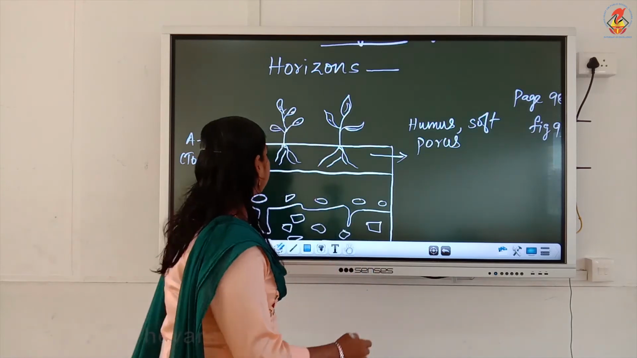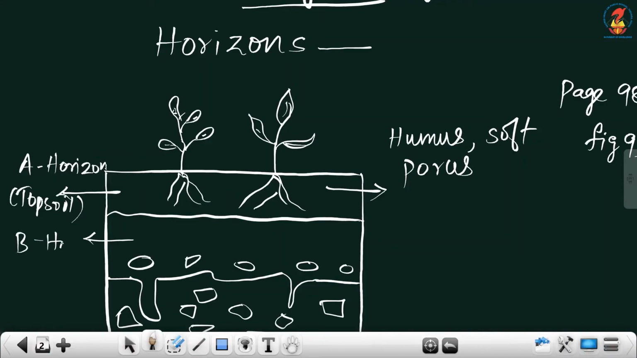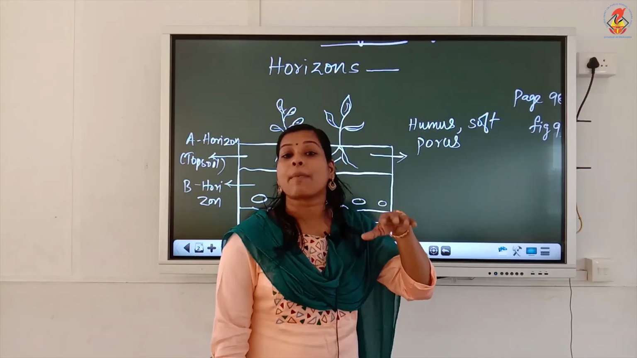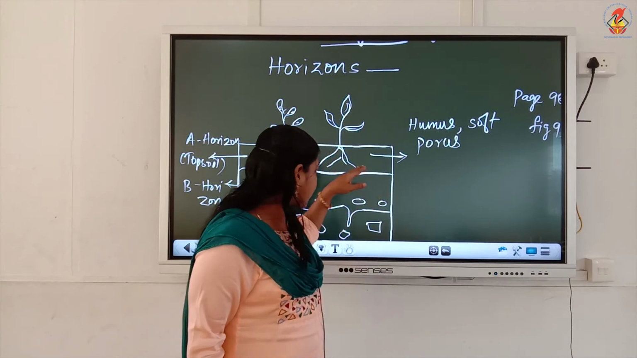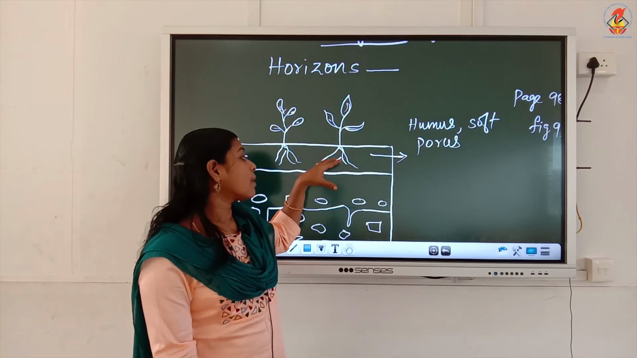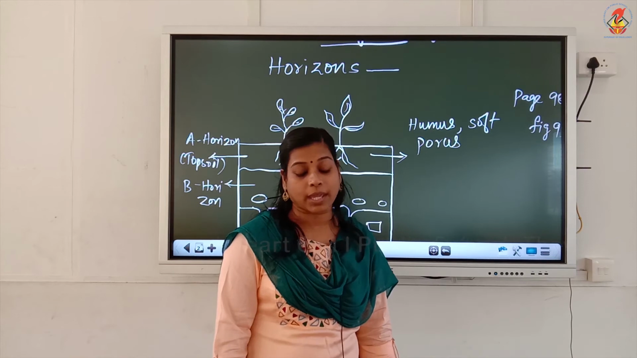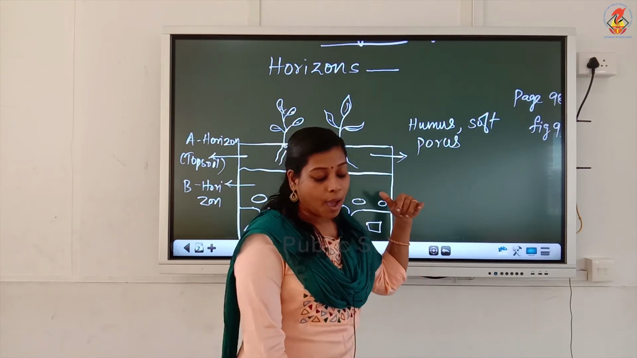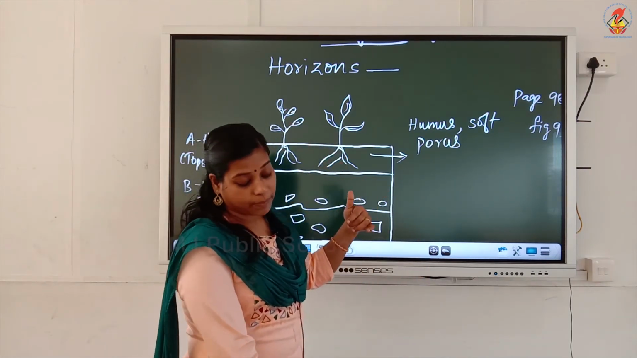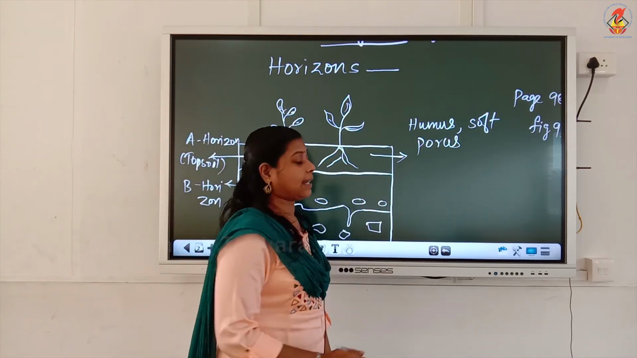Now the next layer is the B horizon. The second layer is known as the B horizon. In this layer there is less humus, because it is going further down into the inner portion, but minerals are more abundant. So in the second layer there is less humus and more minerals, and this layer is very hard and compact.